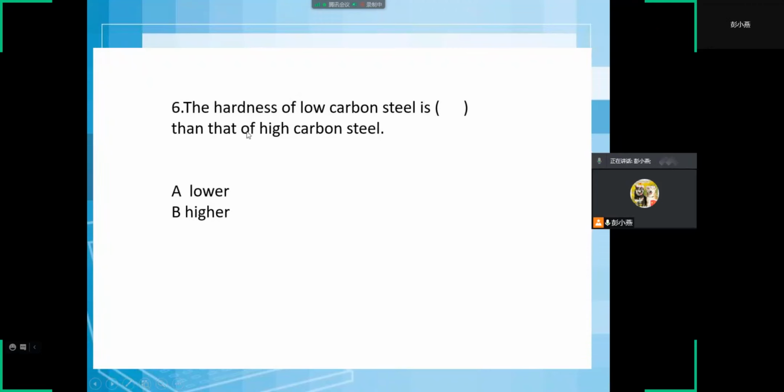And this question, the hardness of low carbon steel is lower or higher than that of high carbon steel? You choose lower. Yes, the answer is A. The hardness of low carbon steel is lower than that of high carbon steel because when the carbon content increases, the hardness will increase.